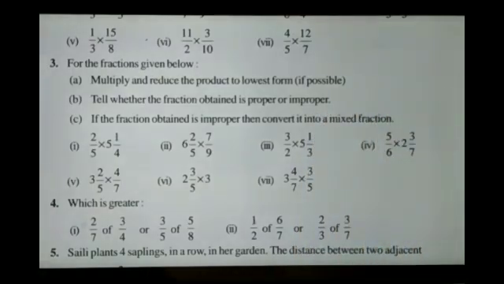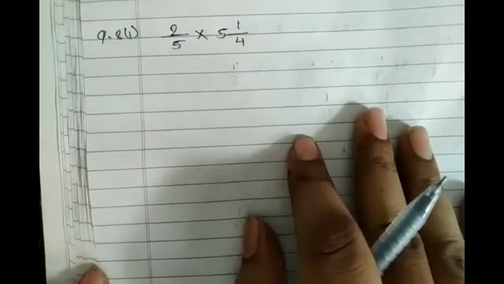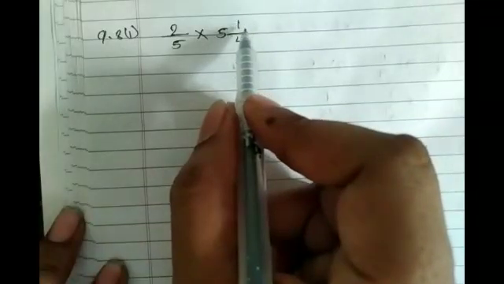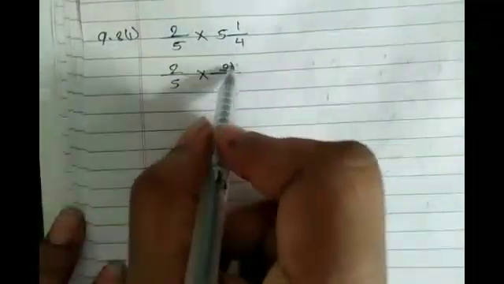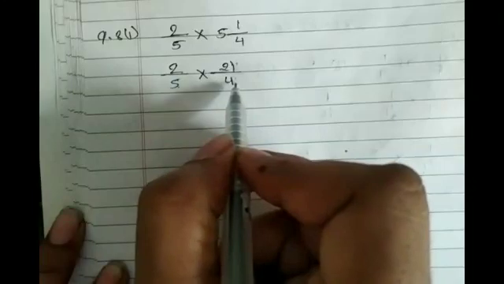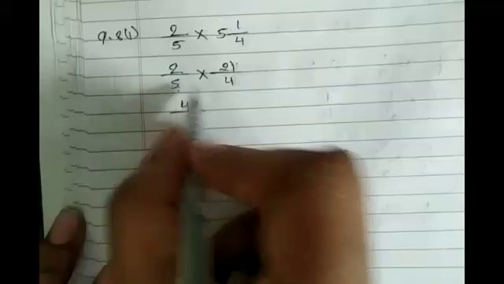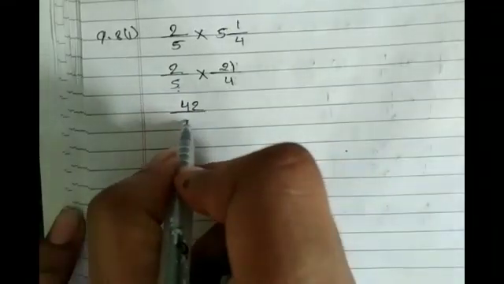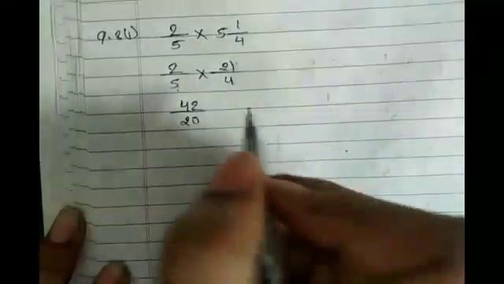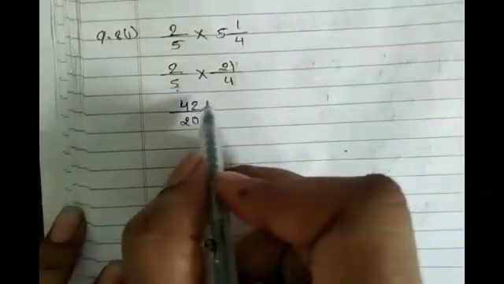So let's start our question number 1. First we have to multiply. For that, convert the second fraction into the simple form. So write 2 upon 5 multiply, 5 4s are 20 plus 1, 21 upon 4. Now multiply numerator with numerator, denominator with denominator. 21 2s are 42, 5 4s are 20.